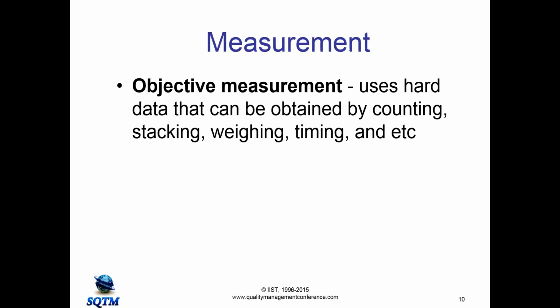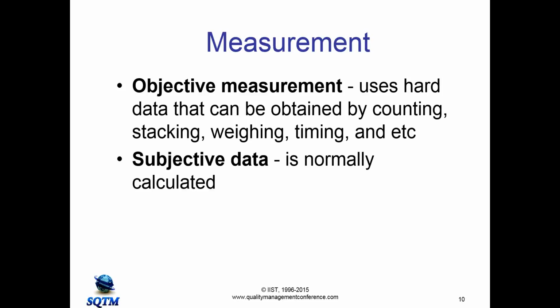There are two types of measurement. There are objective measurements. They use hard data that can be obtained by counting, stacking, weighing, timing, etc. And that's what you have been collecting, is objective measurements. When Townsend talked about quality of fact, this is what he was talking about, is objective measurements. Now, there are subjective measurements, is normally calculated data. And you calculate this data based on the objective measurements.